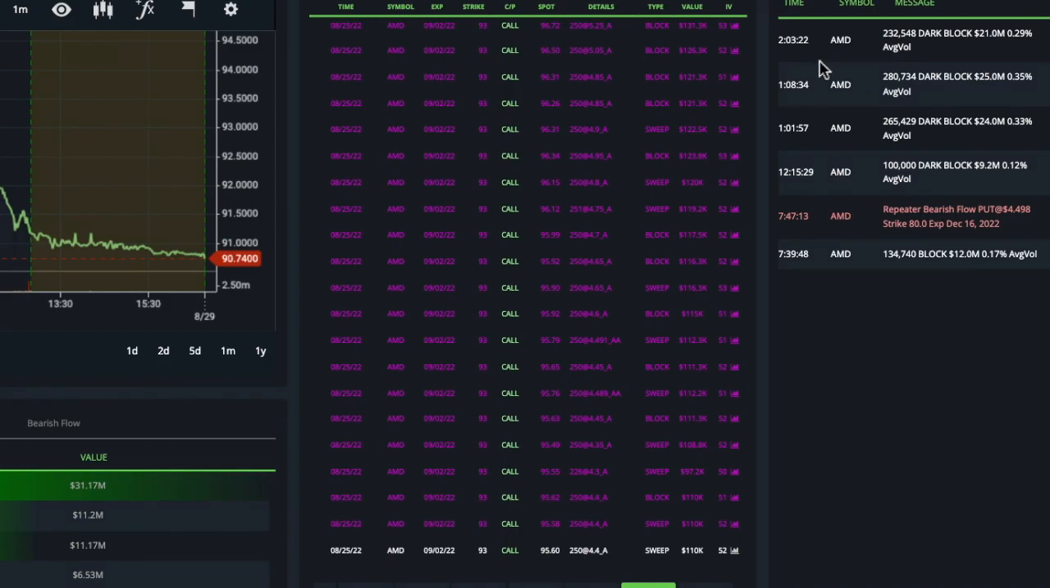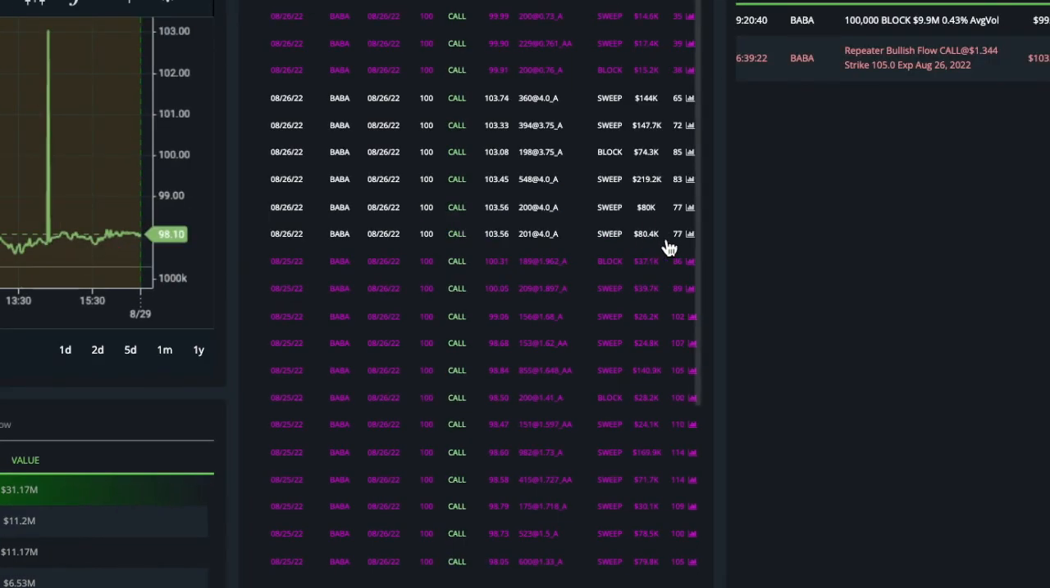The other one that stood out was BABA. This was from Thursday, and we were reading this one live in the room. This is exactly what we're looking for, just repeat all the way through.